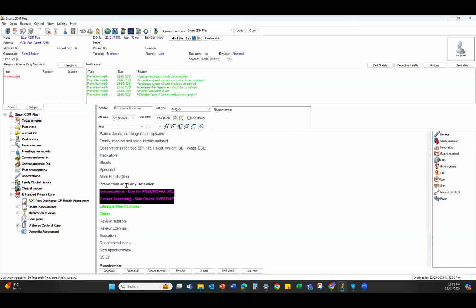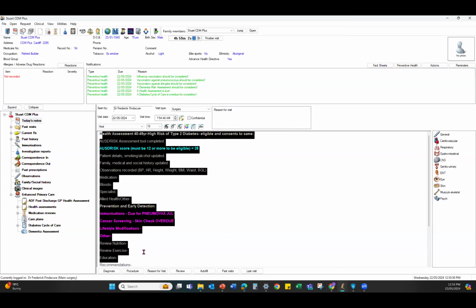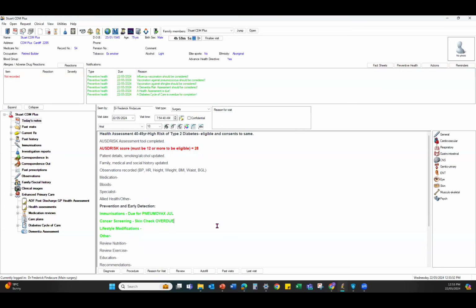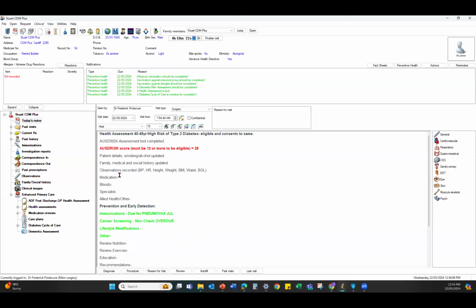So skin check overdue. That just allows me, and some people will go, why are you doing this here and not in the actual health assessment document? What I like about doing a little progress note shortcut and filling in the blanks is because this information will always be in those previous notes. So a lot of people won't go back and open up the last health assessment and review everything that was written there, but they will scroll back through and have a look at previous notes. So for myself, I still prefer to use that format.